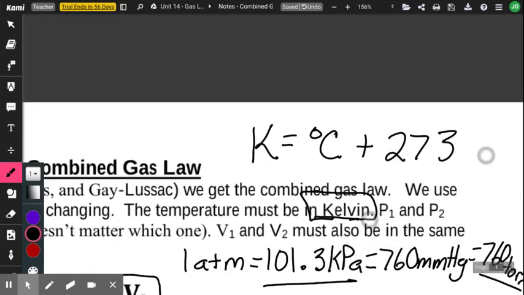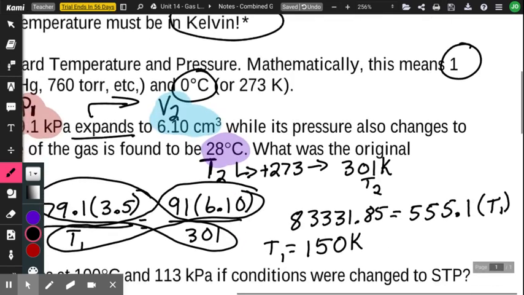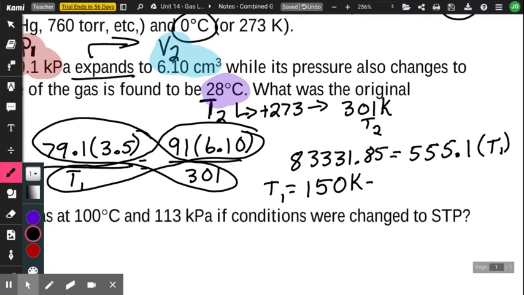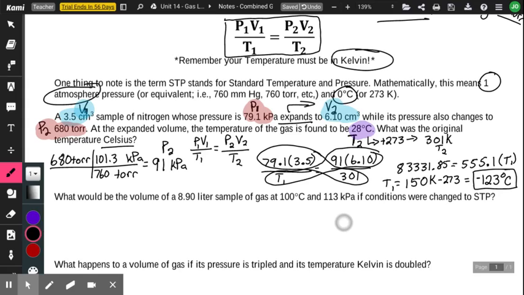Okay, so let's look back up here. So if I originally wanted to convert from Celsius into Kelvin, I added 273. If I want to go from Kelvin back to Celsius, I need to subtract 273. So it's 150 minus 273, and we're going to end up with negative 123 degrees Celsius. And that would be my answer. That would be the original temperature in Celsius before I did anything else. Okay? All right. So let's move on to this next one.